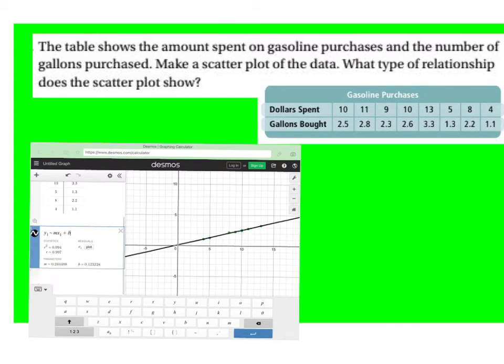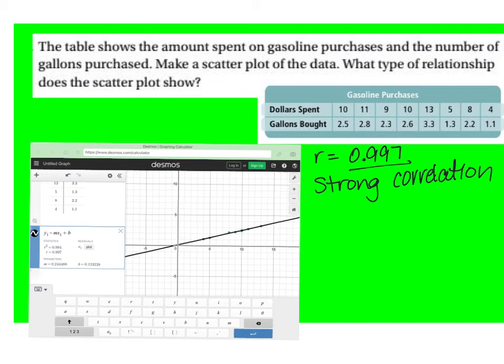So there is our information. So we can gather a couple of things from this. The first thing is the r. This value right here is 0.997. This is what we call the correlation coefficient. This value tells us how strong or how negative the correlation is. In this case, this would be a strong correlation. And it would be strong because of how close it is to 1. It's almost 1, right?